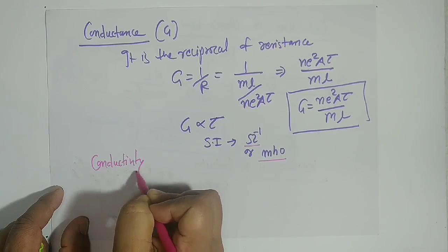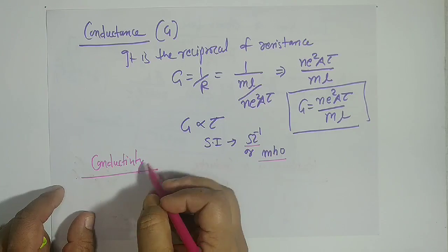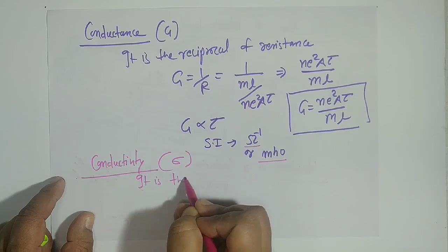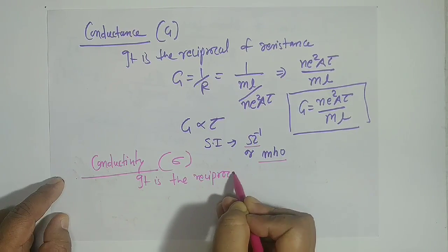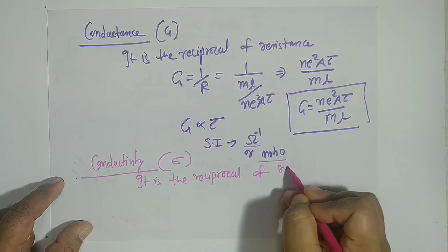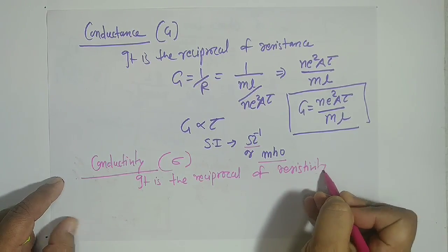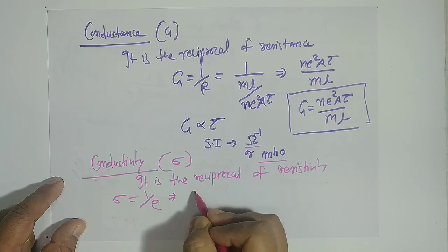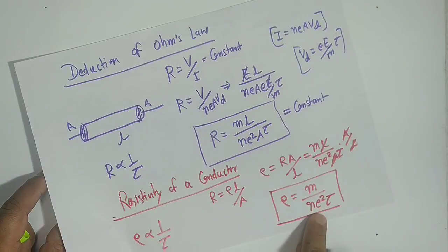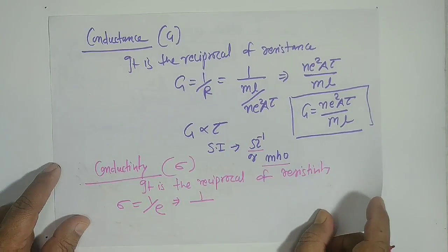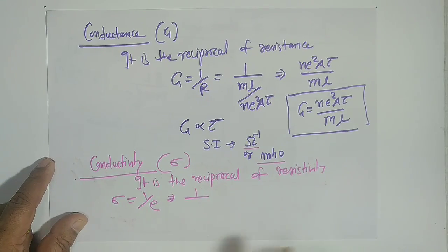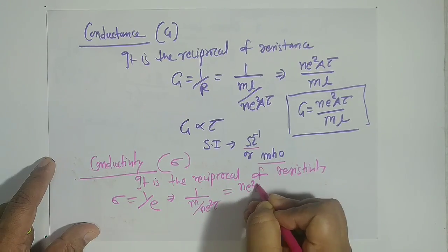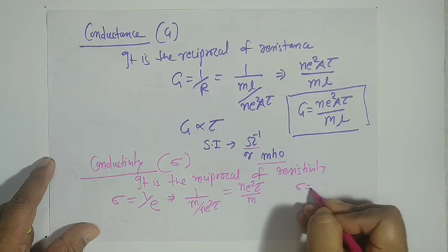Now what is conductivity? This is conductance, then there is conductivity. It is sigma. It is the reciprocal of resistivity. So sigma can be written as 1 by rho. And if I put the value of rho, what was rho? You know that it is m by ne square tau. So reciprocating, it comes ne square tau by m. So this is sigma, ne square tau by m.